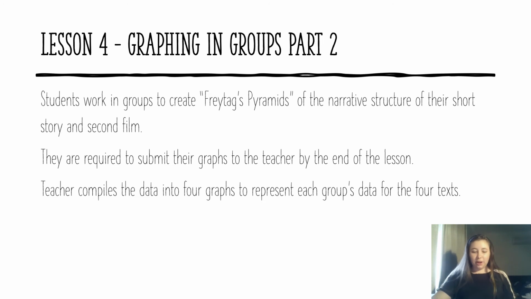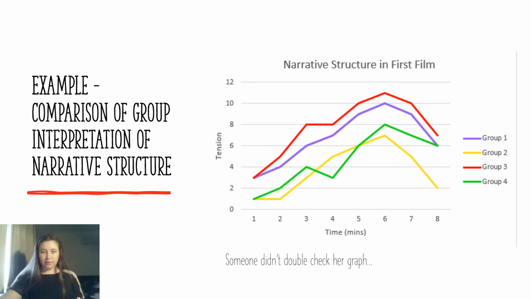We continue our graphing in groups, this time making graphs for the short story and film that they reviewed for homework. By the end of this lesson, students are expected to finalize 4 of their Freytag pyramids for the novel, the short story, and the 2 films, and submit them to the teacher. The teacher compiles this data to present in class the next day to show the comparison between the group's interpretations of narrative structure and between the way narrative structure is used in different texts.